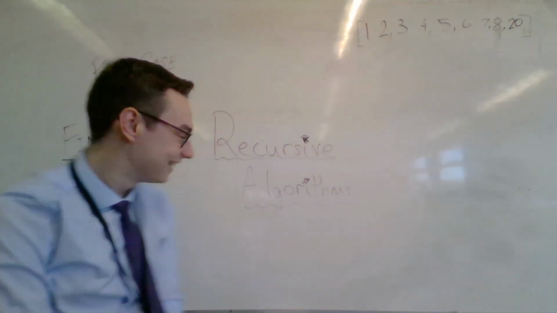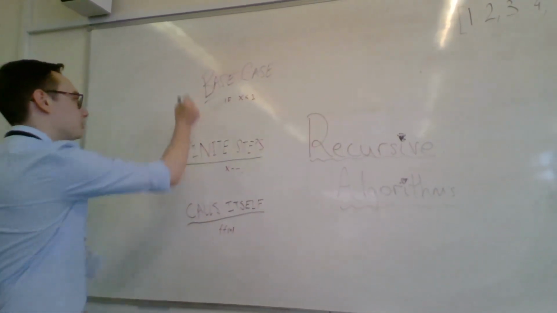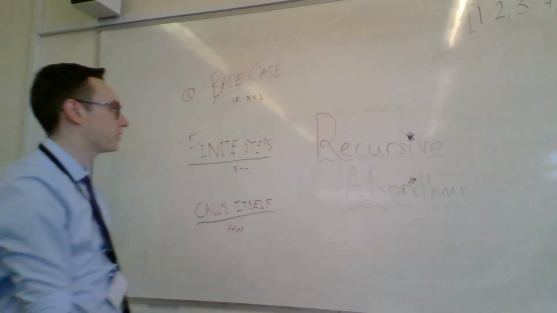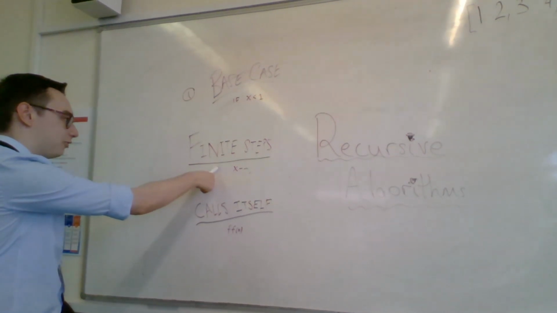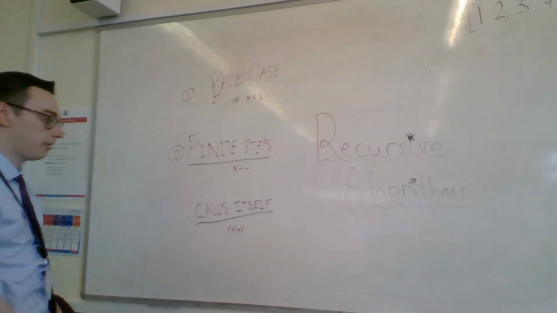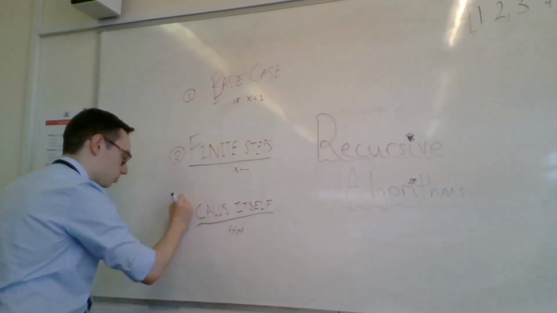Hello there. There are 3 things you need to have a recursive algorithm. One, you need a base case because you can't be recursive without one. That means it has to stop in a finite number of steps. Otherwise, the base case won't be met. It also needs to call itself for this to be true.